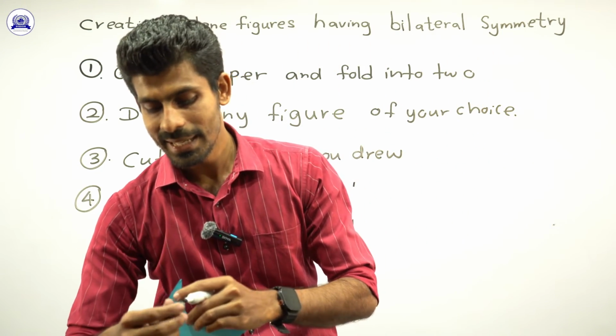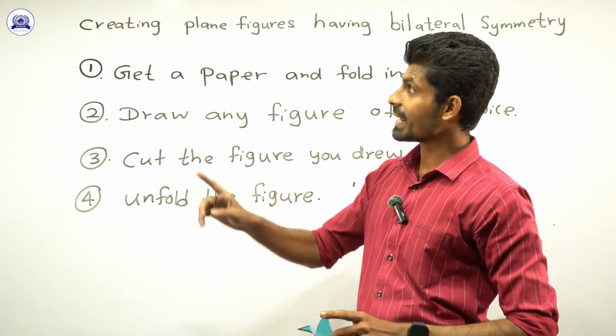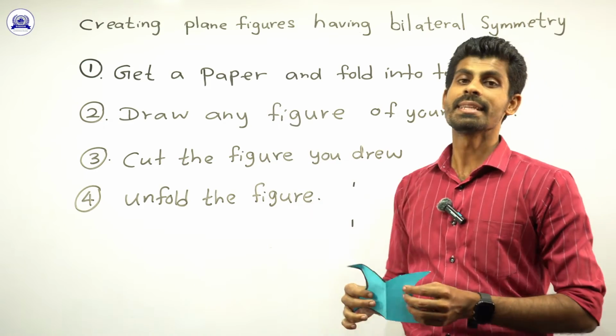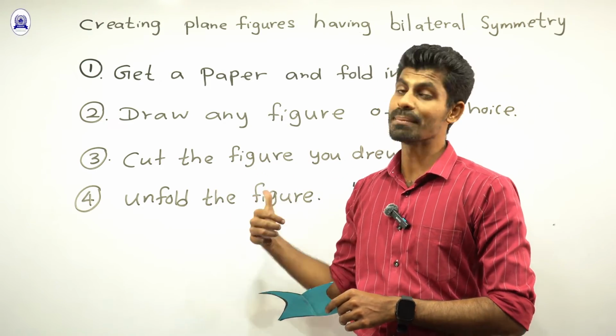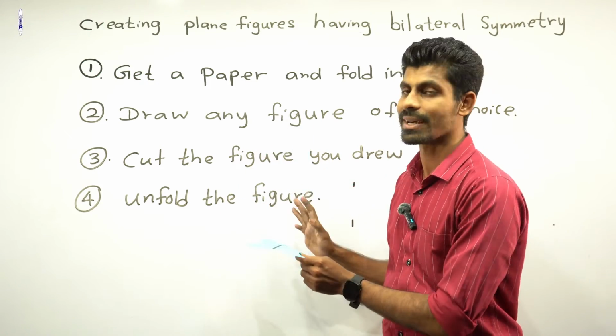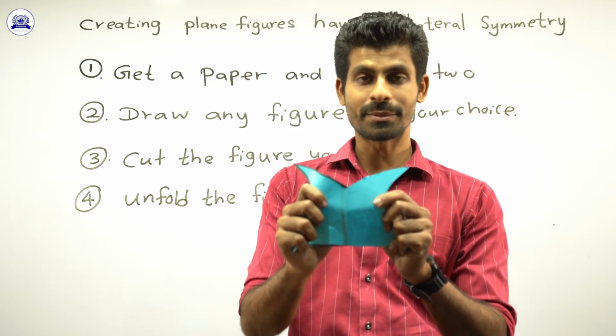So this is the method if you need to create any plane figures having bilateral symmetry. So this is the method, right? So you can write down these steps in your book, then you can do some activities like this, right?